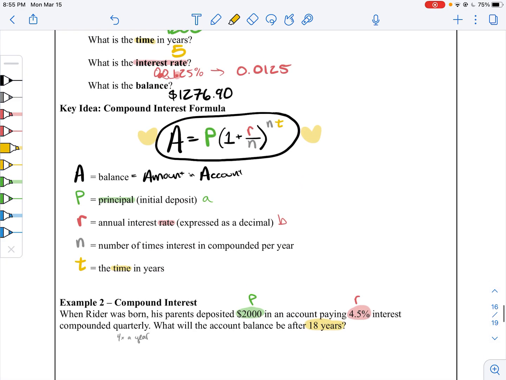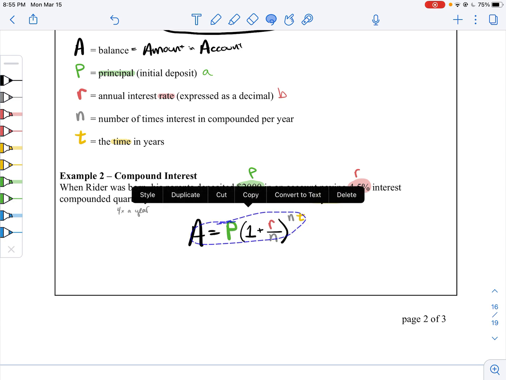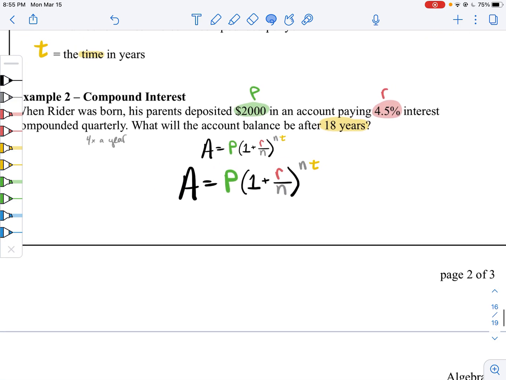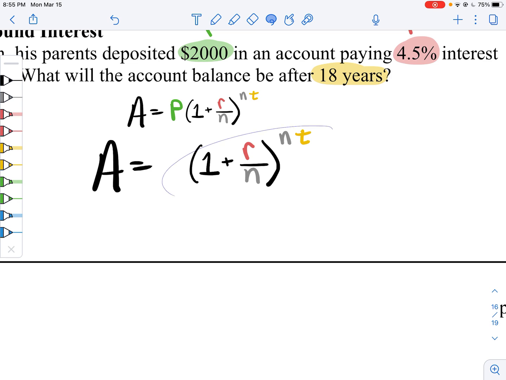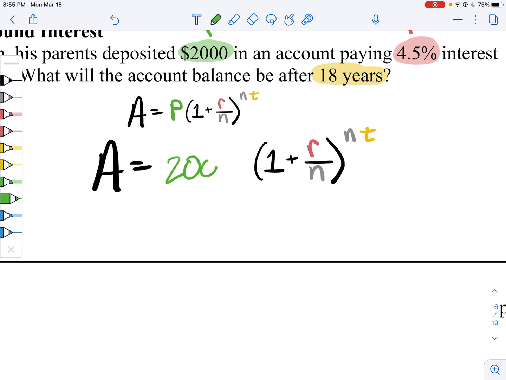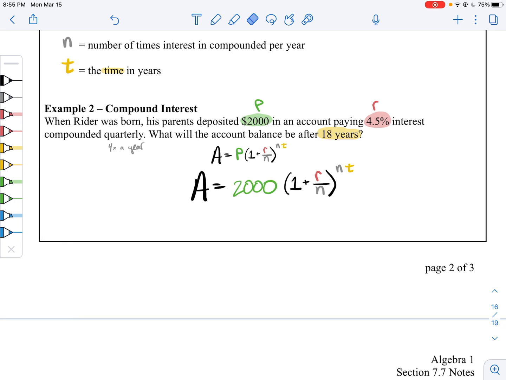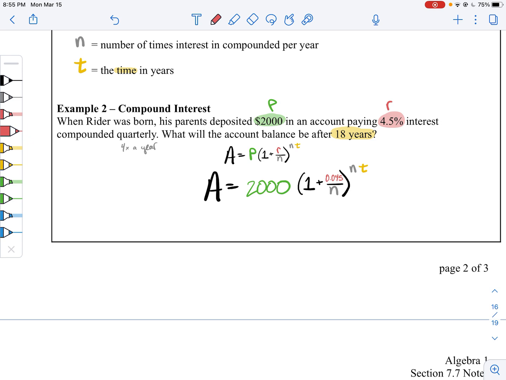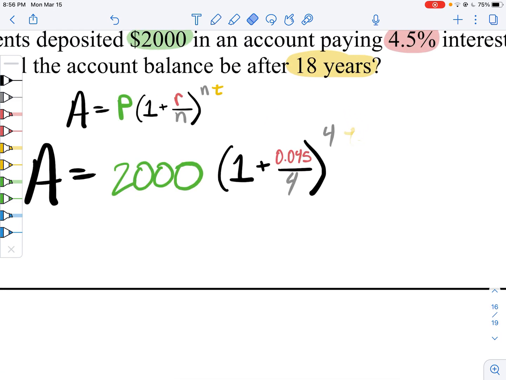Well, let's remember our compound interest formula. Let's take our formula and fill it in with what we know. We know the principal is $2,000. Do we know the rate? We do. The rate is 4.5%, so we need to express that as a decimal, 0.045. We know it's compounded quarterly, so the number of times per year is 4. And we also know the time is 18 years.